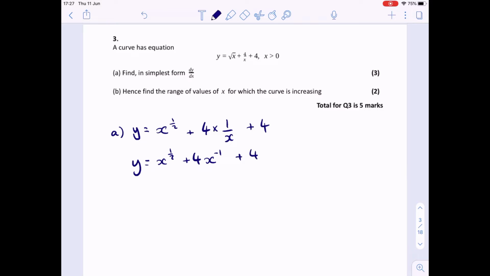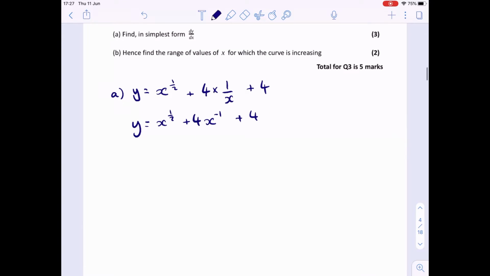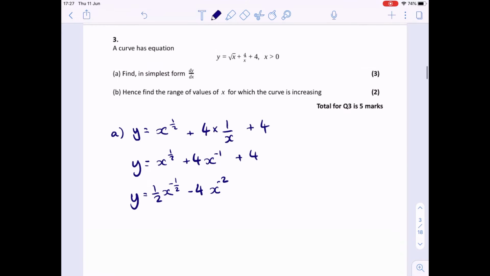And if we differentiate that, times by the power, so a half times x, and then take away 1 from the power, a half take away 1 is minus a half. And same thing again, so 4 times minus 1 will be minus 4, and then take away 1 from the power, minus 2. And our plus 4 at the end will just disappear. So there is our simplest form of dy by dx.